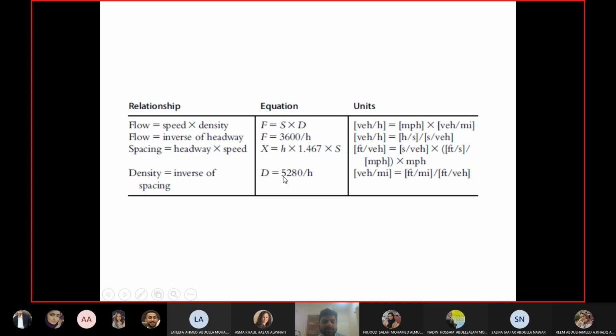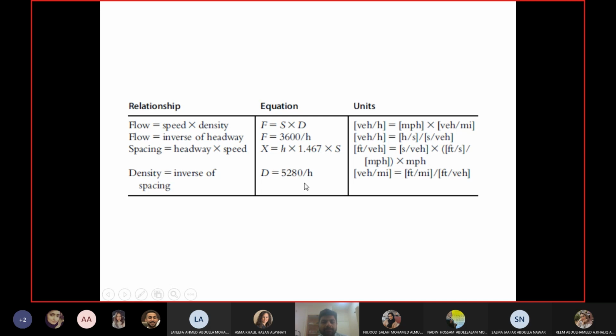Again, what is this 5280? The inverse of spacing should be 1 upon S. No, we are using spacing as X, so it should be 1 upon X. You can make the correction in the slides which you have. It should be 1 upon X.